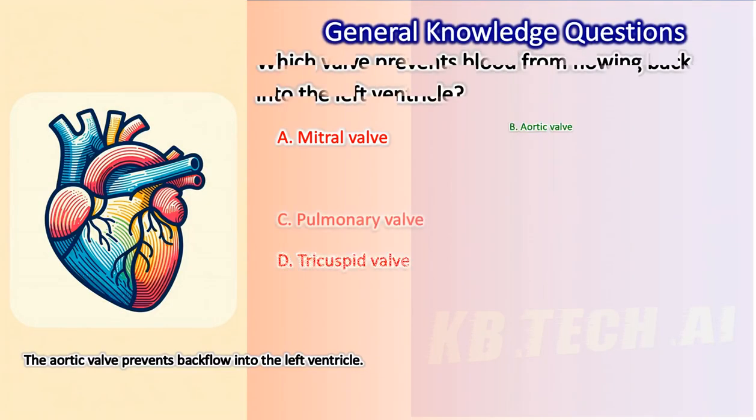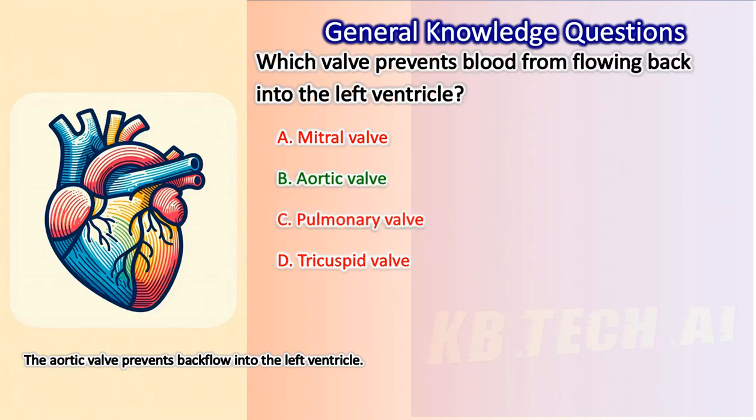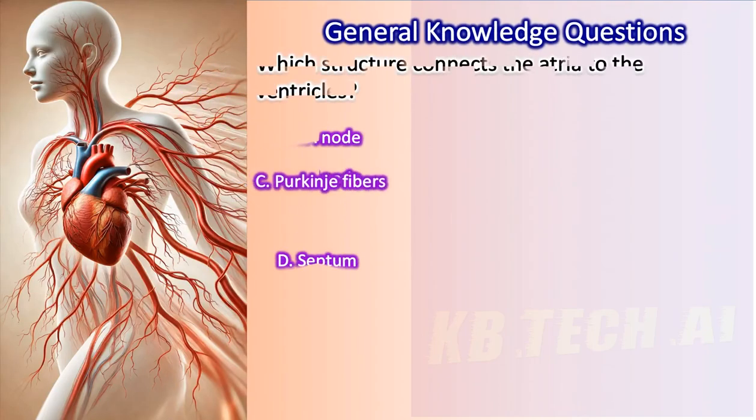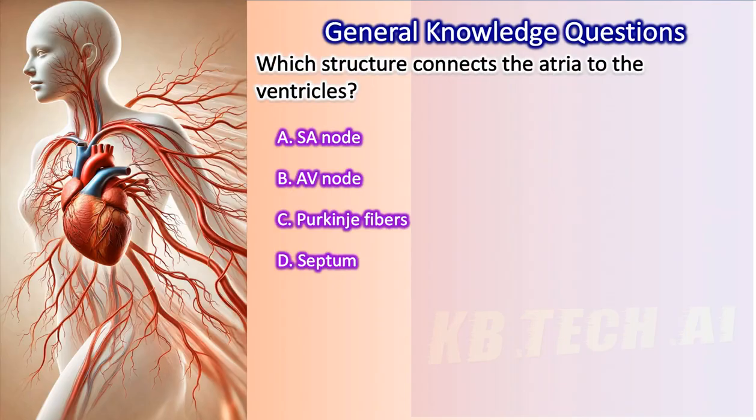The answer is Option 2. Aortic valve. Which structure connects the atria to the ventricles? Option 1. SA node. Option 2. AV node. Option 3. Purkinje fibers. Option 4. Septum.